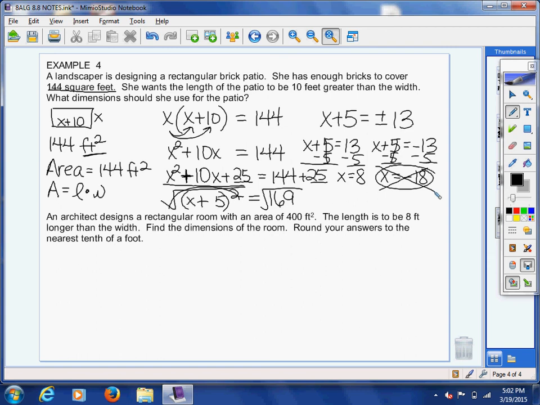Okay? So we want to find our dimensions. That's what they're asking us. What dimensions? What length? What width? We call width x. So our width is what we're going to use, the positive 8. And then our length, remember from the beginning of the problem, needs to be 10 more than that. And it's 18. And so what our rectangle is going to be is an 8 by 18. That's what's going to end up being 8 by 18 for the patio. Okay? So that's an application of what we've been doing.